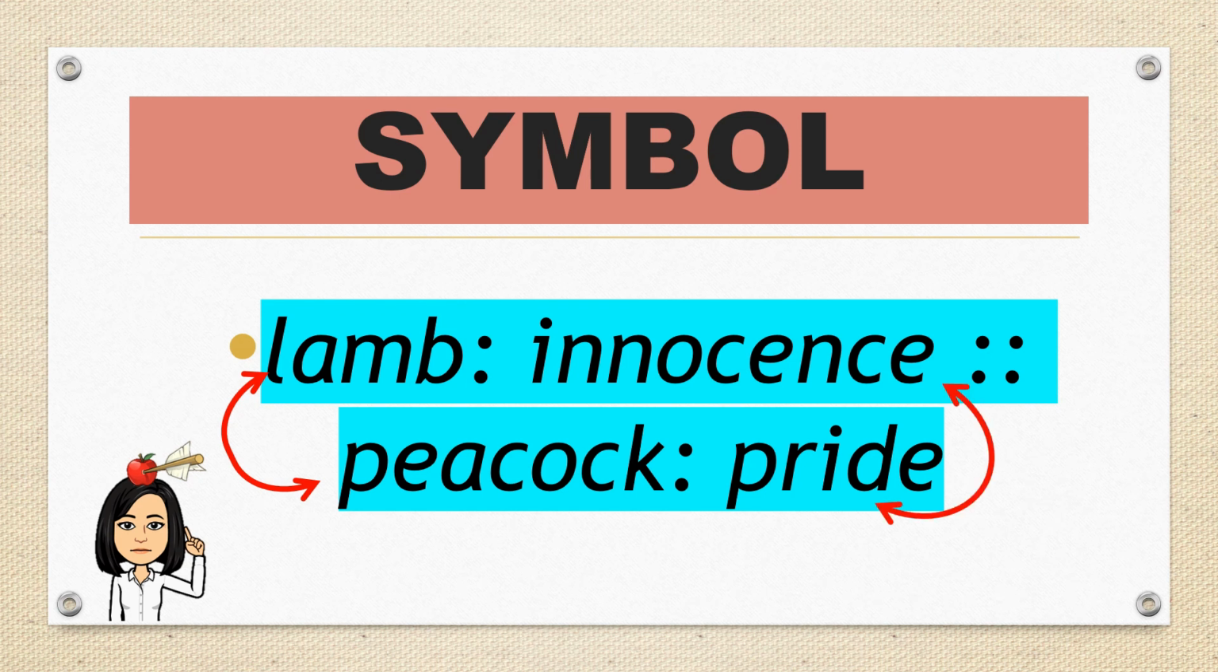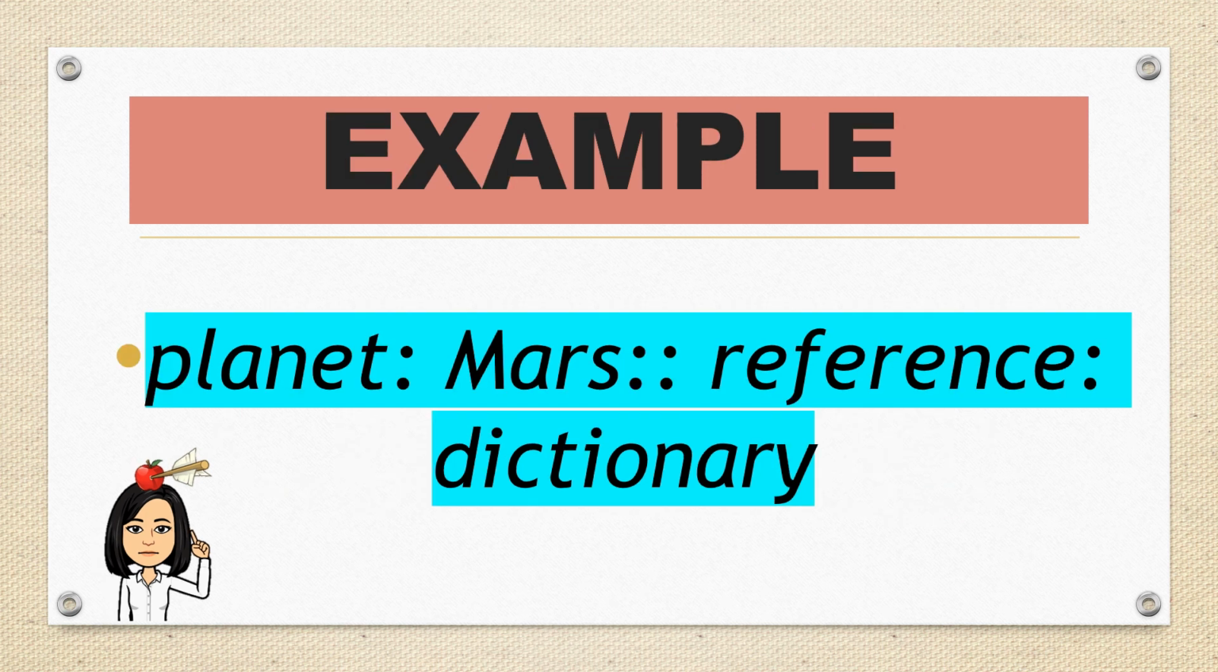Lamb is to innocence as peacock is to pride, meaning lamb symbolizes innocence as peacock symbolizes pride. Example. The second words are the example of the first words. Planet is to Mars as reference is to dictionary, meaning Mars is an example of a planet, as dictionary is an example of a reference.